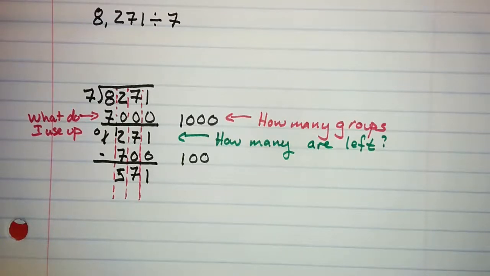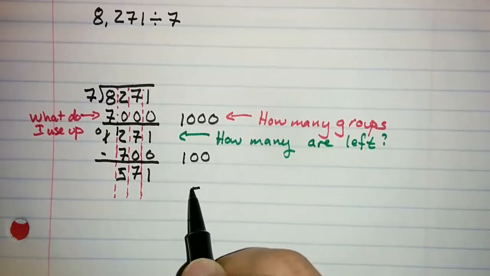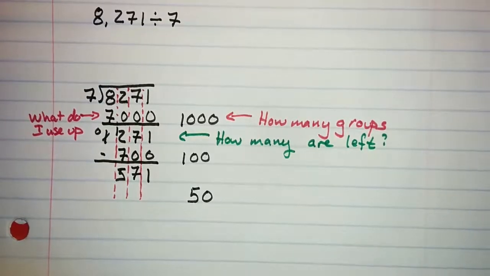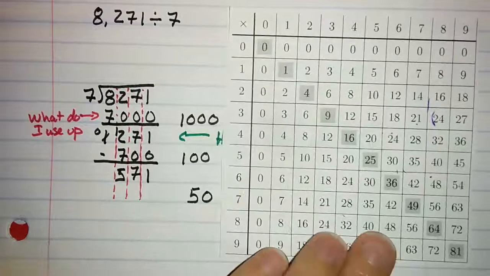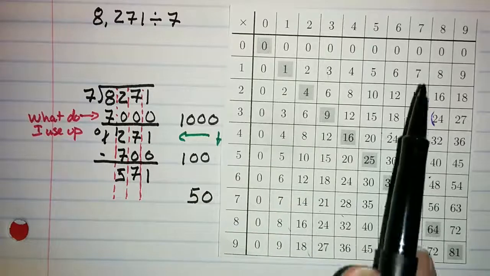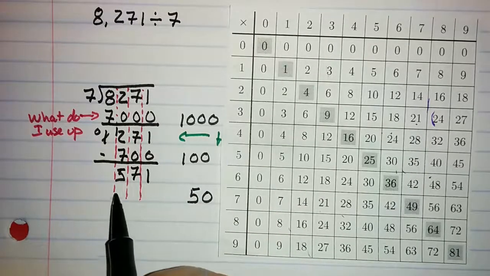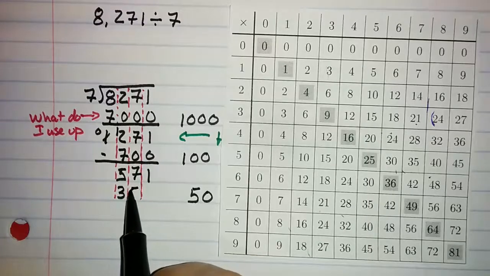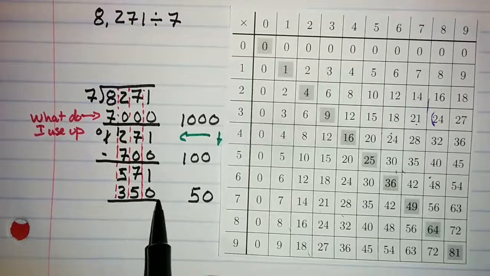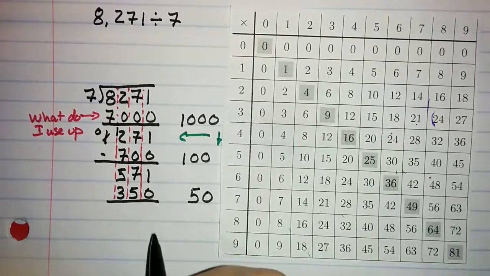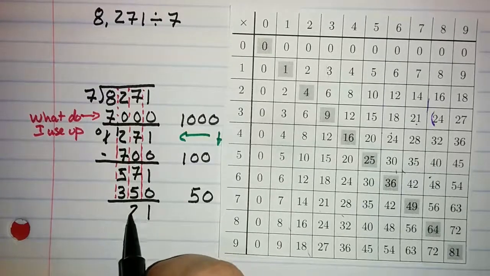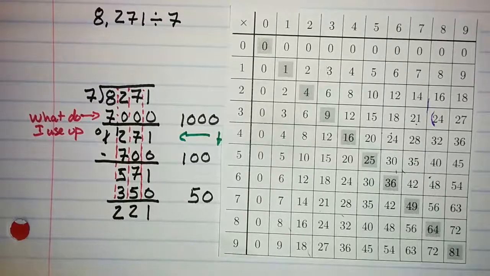I'm going to guess that maybe I could make 50 groups of 7. What's 50 times 7? Well, it's 5 times 7, which is 35, with a 0 on the end. So it's 350. Subtract.